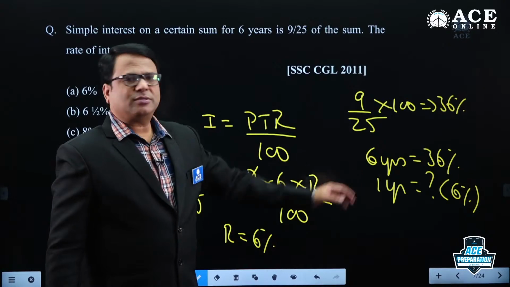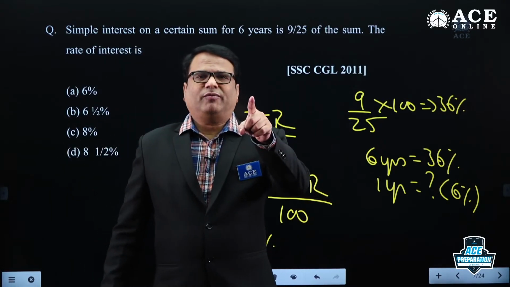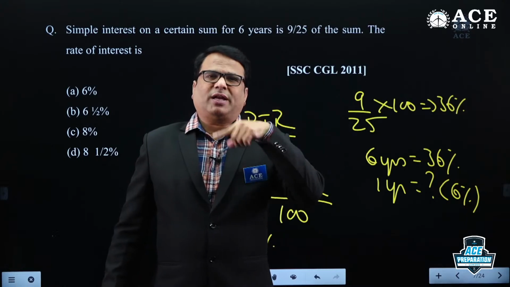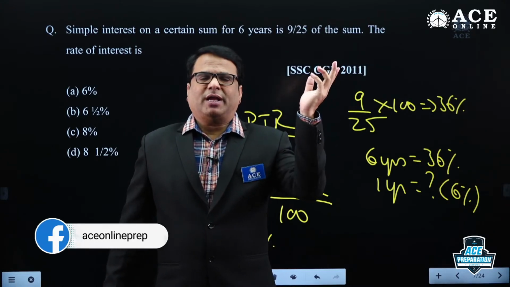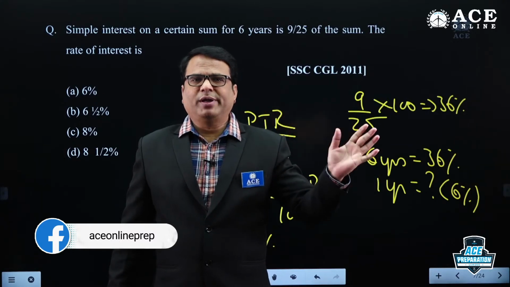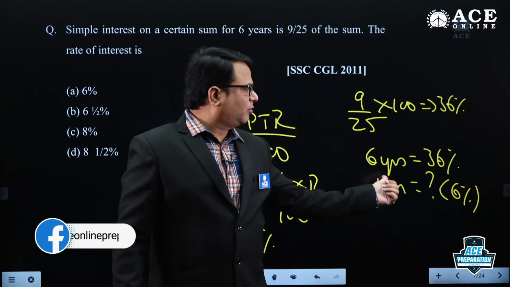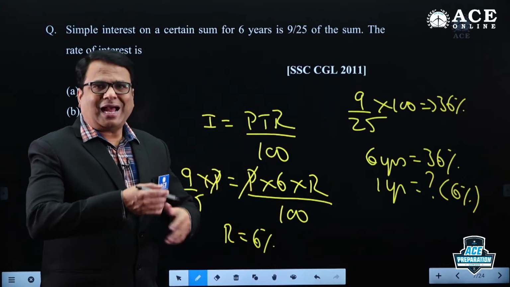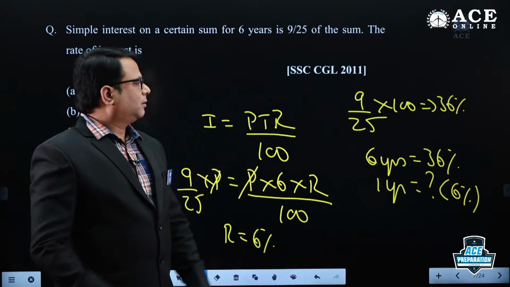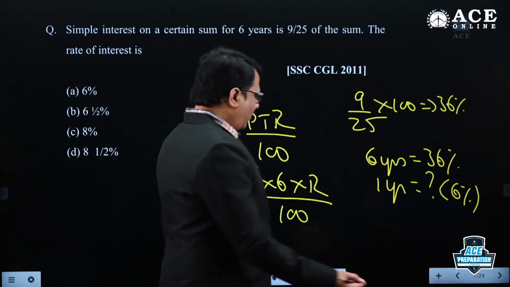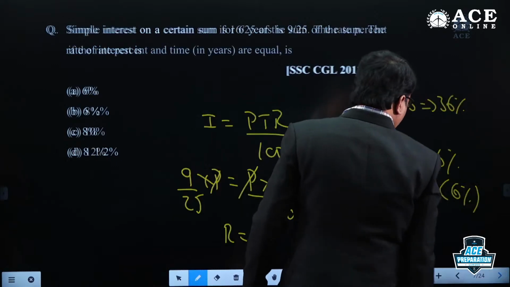So this is the advanced method. First, convert 9 by 25 into percentage. You get 36%. So for 6 years, if I get 36%, for 1 year I get 6%. That is the easier way of doing it. And if you are not comfortable with this, you can try the other method. As time progresses and your practice increases, then you can go for this method as well. Right. Now, let us go to the next question.